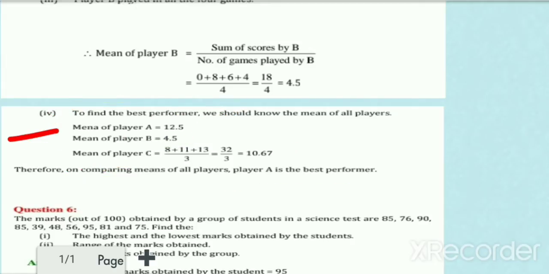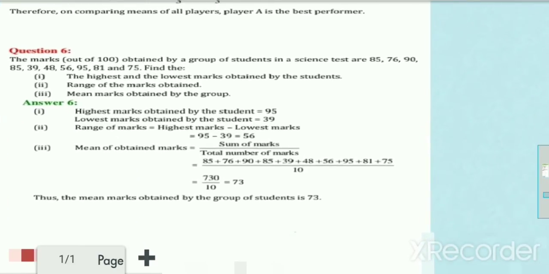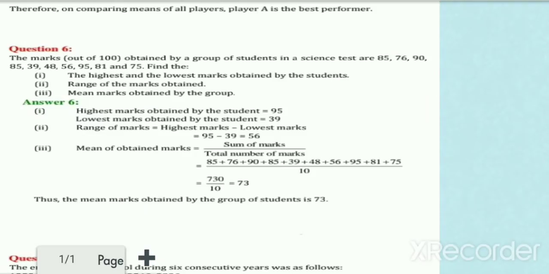Now question number 6. Here some numbers are given. The first question is to find the highest and lowest marks obtained by the students. It is clear: 95 is highest and 39 is lowest. Now the second question, find the range. We know that range is highest marks minus lowest marks. So 95 minus 39, we easily get 56.